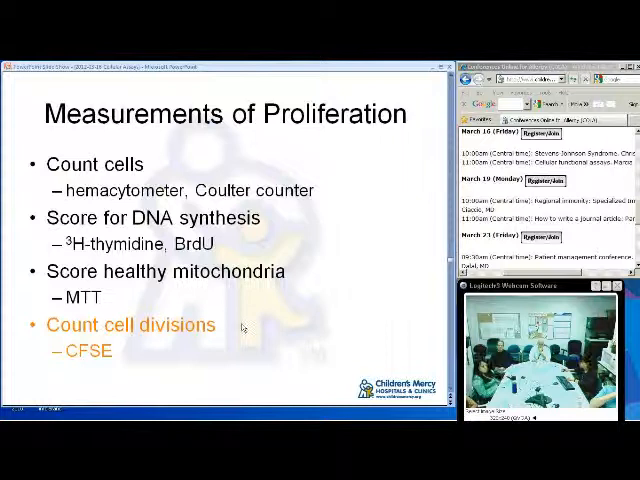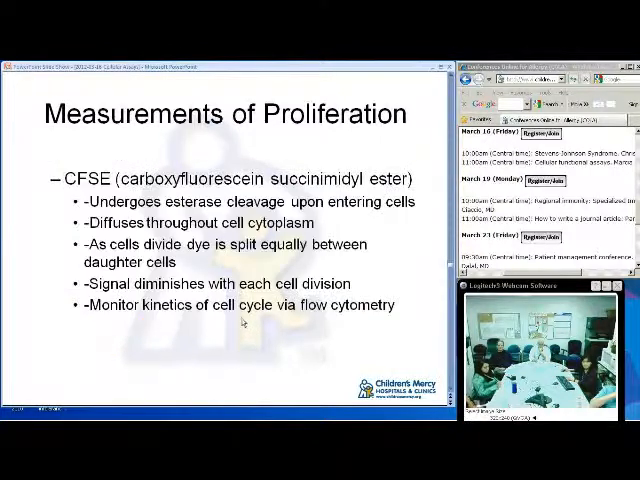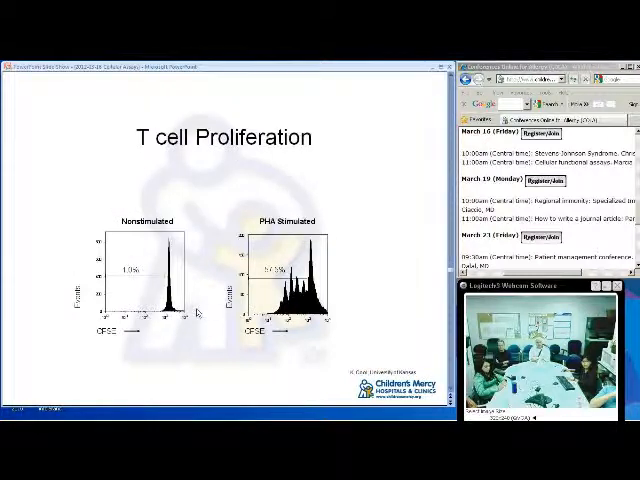You can also count cell divisions, and this is also by CFSE. The CFSE is this ester, and it undergoes esterase cleavage upon entering the cells, and it diffuses throughout the cytoplasm. And so as the cells divide, the dye is split equally between the daughter cells, and then the signal diminishes with each cell division. So you can monitor the kinetics of the cell cycle via flow cytometry.